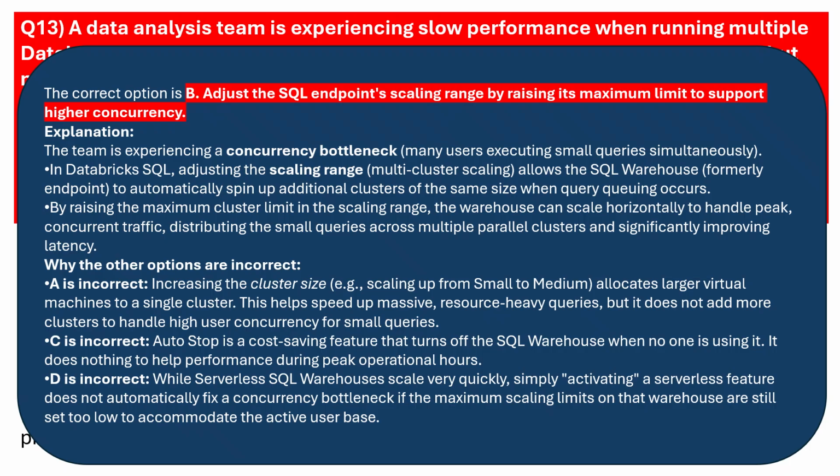By raising the maximum cluster limit in the scaling range, the warehouse can scale horizontally to handle peak, concurrent traffic, distributing the small queries across multiple parallel clusters and significantly improving latency.